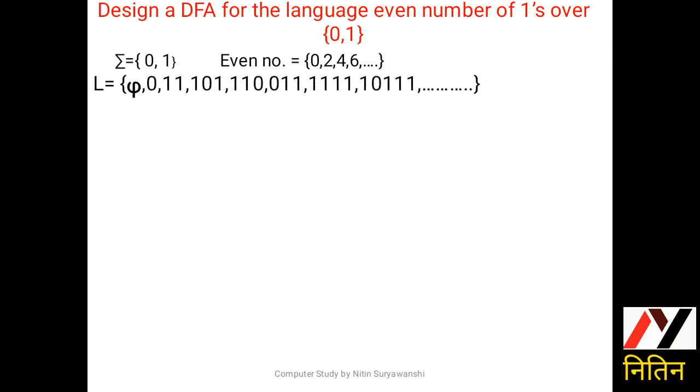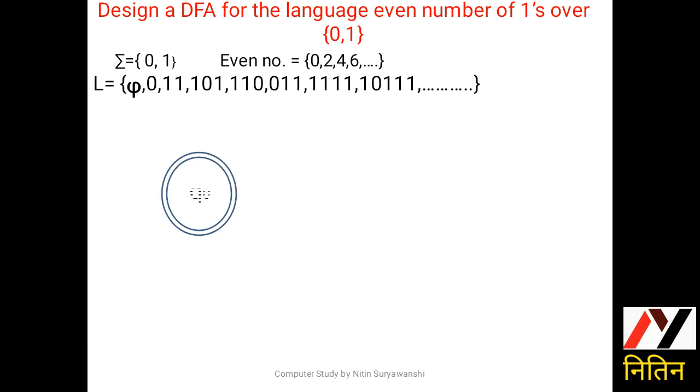So the language includes epsilon, meaning 0 ones and 0 zeros. So we have to concentrate only on an even number of ones. 0 number of ones is an even number of ones. Then the second string is 0, which also has 0 ones, so 0 is also even. Then two ones with any number of 0s, like 101, 110, or 011. So in the language, each and every string contains an even number of ones only.